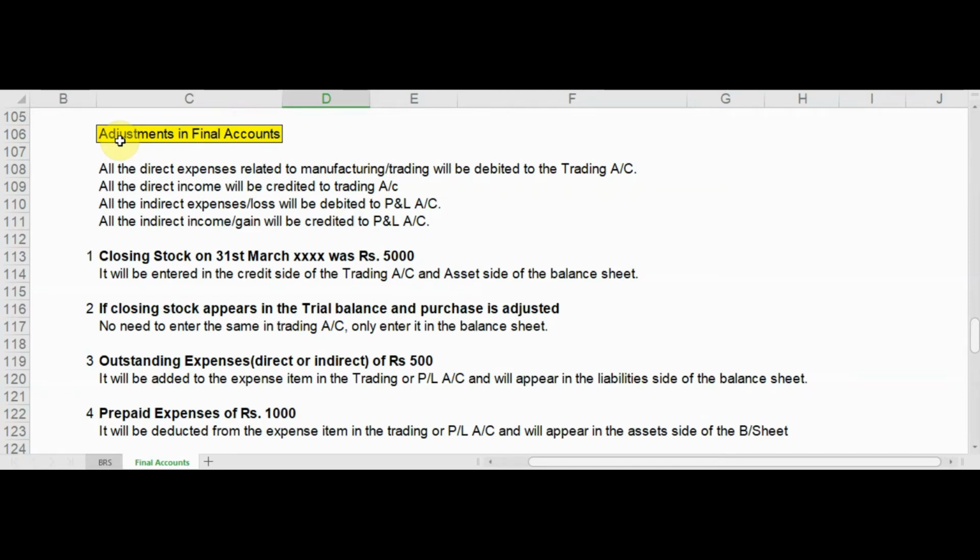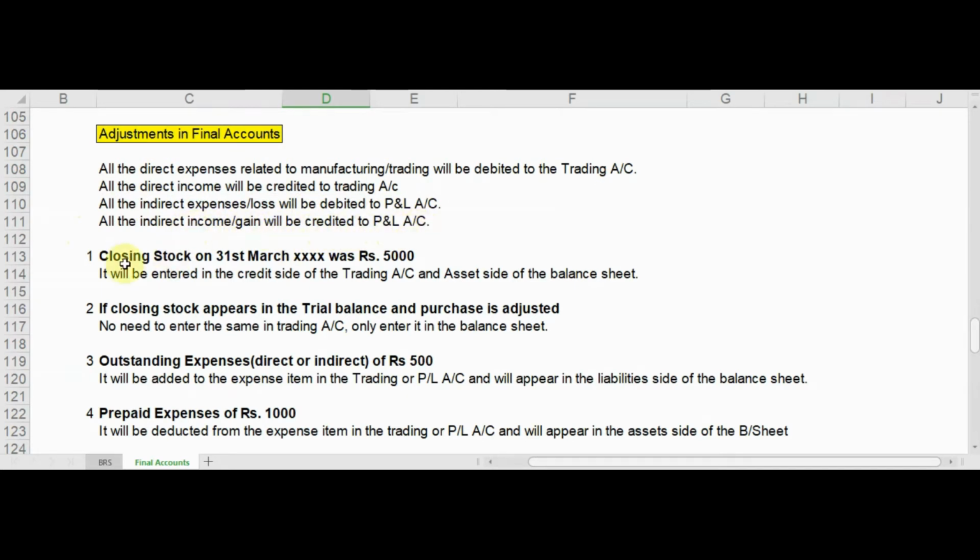Welcome to today's class. Today we will discuss adjustments in final accounts. Please note that all the direct expenses related to manufacturing or trading will be debited to trading account. All the direct income will be credited to trading account. All the indirect expenses or loss will be debited to PL account, and all the indirect income or gain will be credited to PL account.